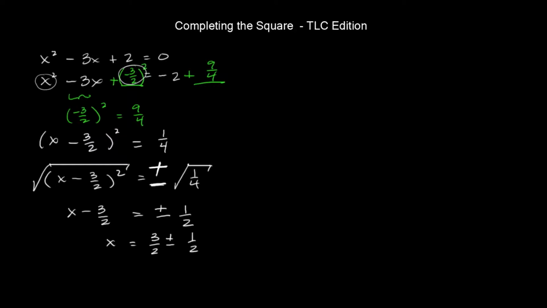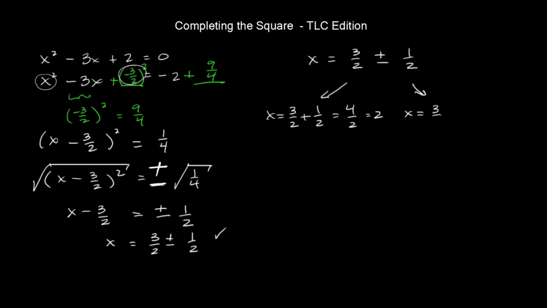So now I have two solutions. I'll write this on the right side of the page. I'm going to copy this down again. So I have x is equal to 3/2 plus or minus 1/2. So my first solution will be x is equal to 3/2 plus 1/2, which is equal to 4/2, which is equal to 2. My second solution is going to be x is equal to 3/2 minus 1/2, which in this case here is going to be 2/2, which is equal to 1. So therefore, my final answers are going to be x is equal to 2 or x is equal to 1.